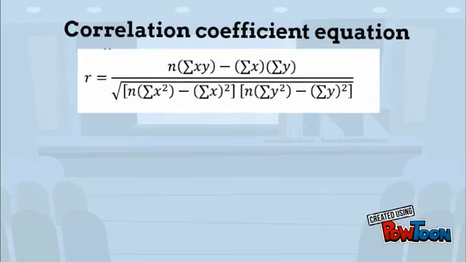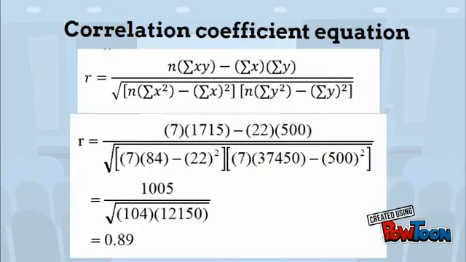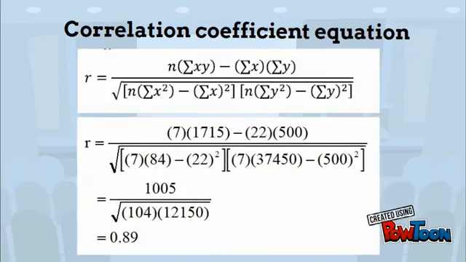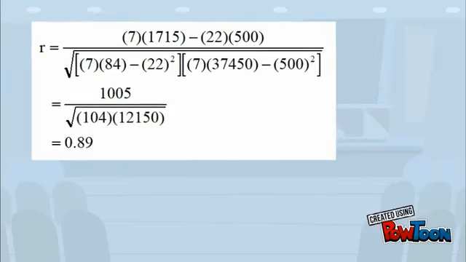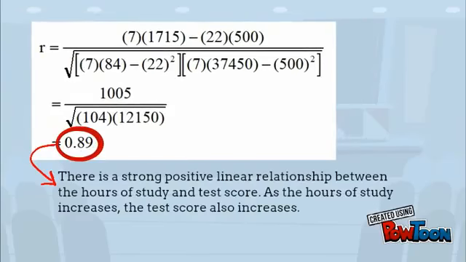Now, let's look at the formula. What we need to do is substitute all the values of x, y, x squared, y squared, and xy into the formula. Then, we will get the value of r, that is 0.89. The value of 0.89 indicates there is a strong positive linear relationship between the hours of study and test score. As the hours of study increases, the test score also increases.